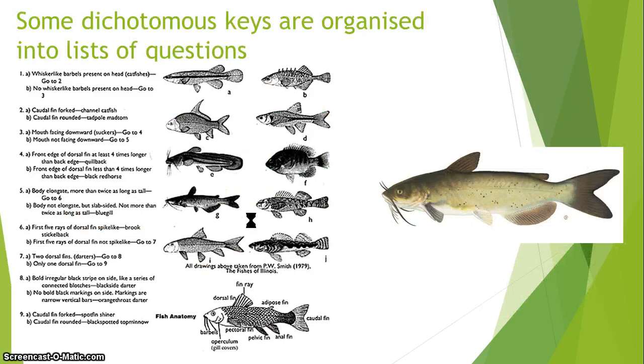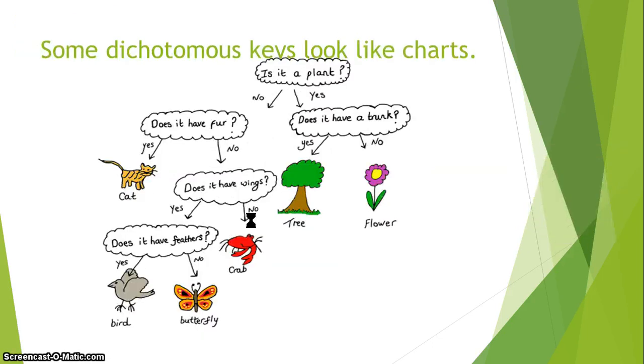Some dichotomous keys are organised into lists of questions. This one here has a series of paired questions to help us identify different types of fish. Some dichotomous keys look like charts. This one has a series of yes or no questions that helps us to identify the living creatures. But how do we make our own dichotomous key?